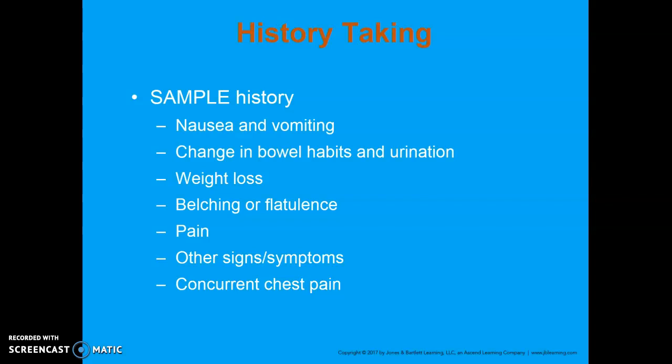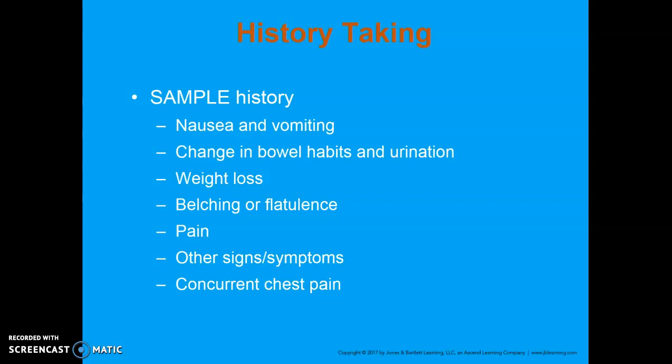For your SAMPLE, ask a couple of other symptoms when you go through the S portion. So ask about nausea and vomiting, any changes in bowel habits, how their urination is going, weight loss, any sort of episodes of gas, either belching or flatulence. Flatulence is just a fancy word for farting. Pain, other signs and symptoms, and then just double check to make sure that pain stays in their abdomen and that it doesn't radiate up into their chest. Sometimes when you have cardiac issues, that pain can radiate down into your abdomen. So we want to make sure that we have a better idea of where the pain is starting and definitely don't want to miss something.